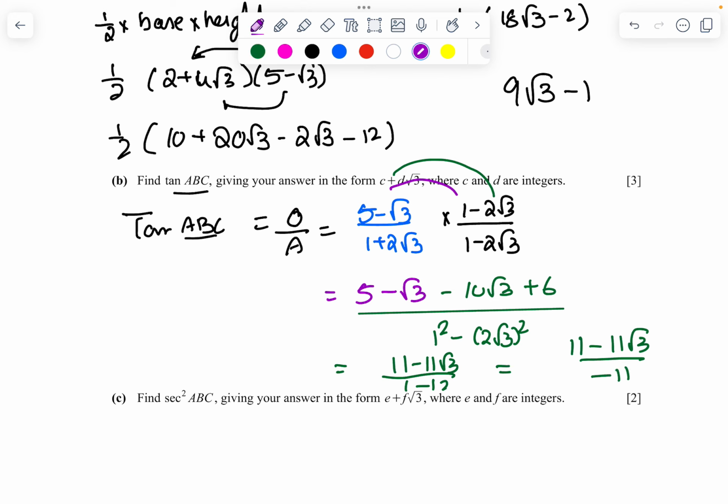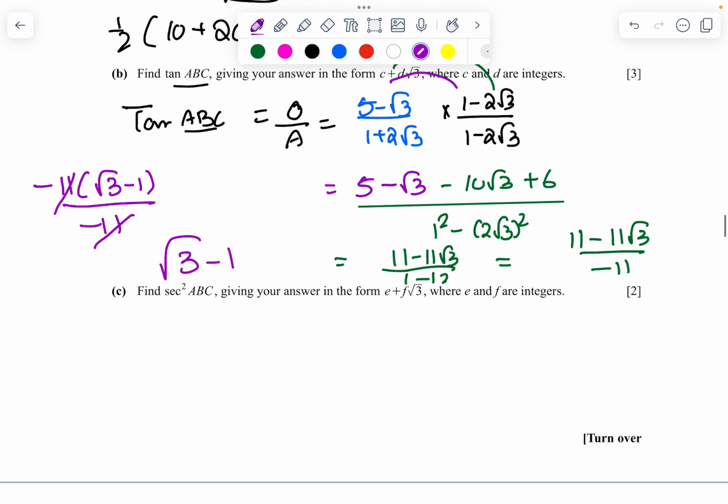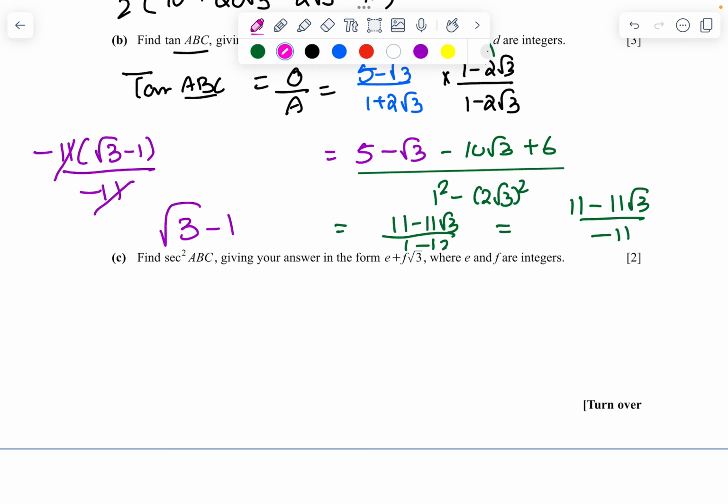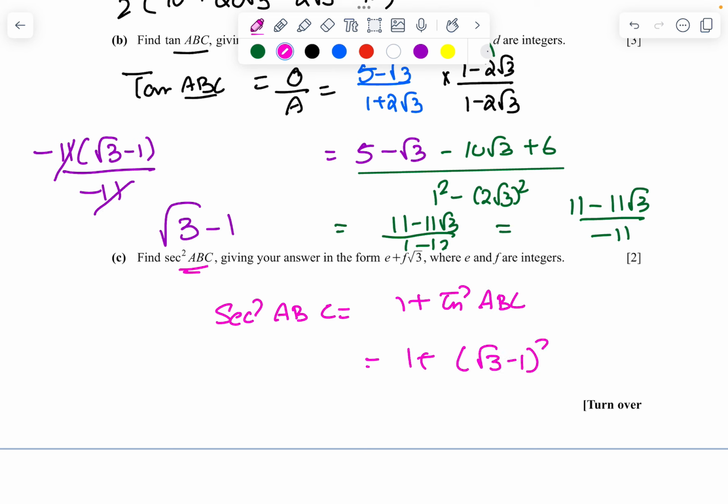What does that become? Take negative 11 common, so it becomes root 3 minus 1 by negative 11. Negative 11 gets cancelled. Root 3 minus 1 is tan ABC. Next, what is he asking? Secant square ABC. Secant square ABC is nothing but what? 1 plus tan square ABC.